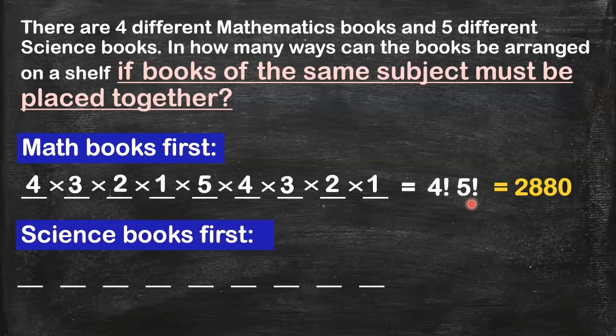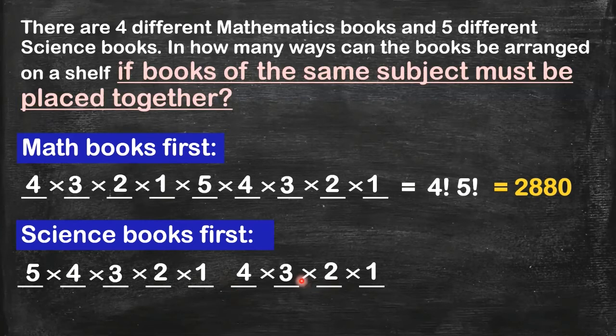So again, we have 9 positions. Tapos, dito sa first position, since science books ang unahin natin, we have 5 choices to choose from, right? And then 4, 3, 2, 1. And then we get their product. Yun yung total number of arrangements ng mga science books. And then, itong last 4 positions para naman sa math books. Then we get their product para makuha natin yung total number of ways na ma-arrange sila such that science books first and then math books.